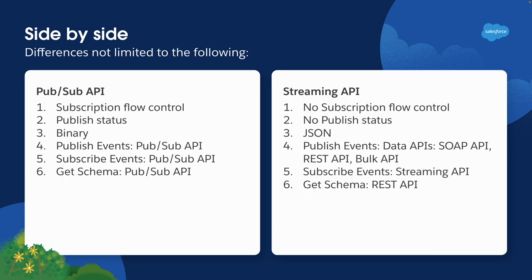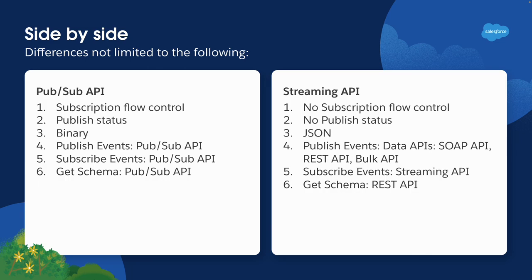The PubSub API shares messages in a binary format rather than JSON. It's just something that you need to be aware of when you're handling those messages, when you're publishing and subscribing. But the binary format allows it to be smaller and a bit faster.